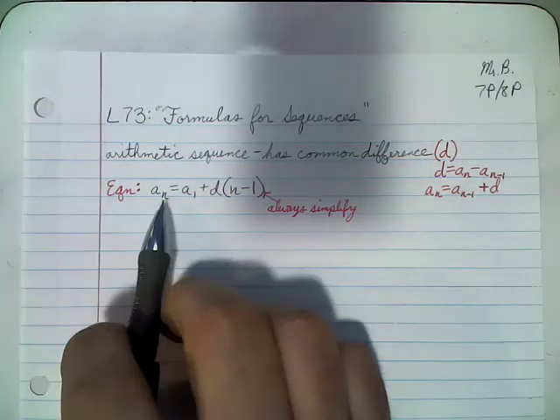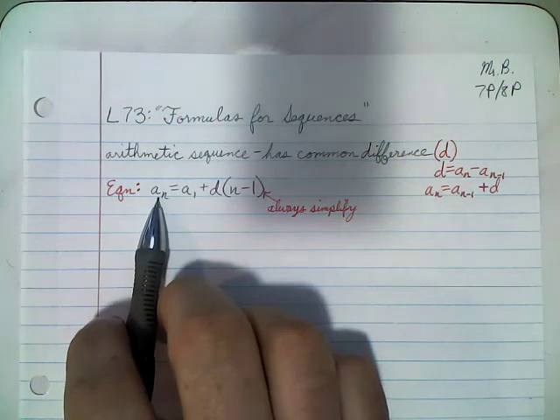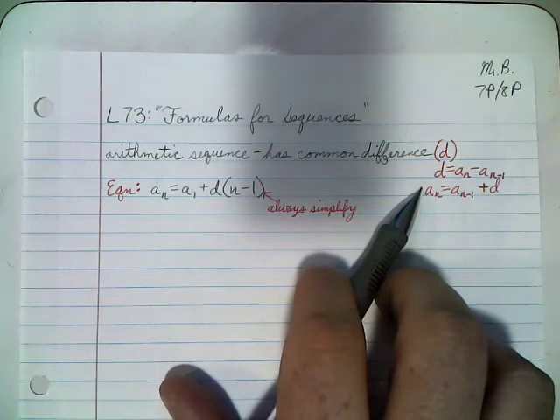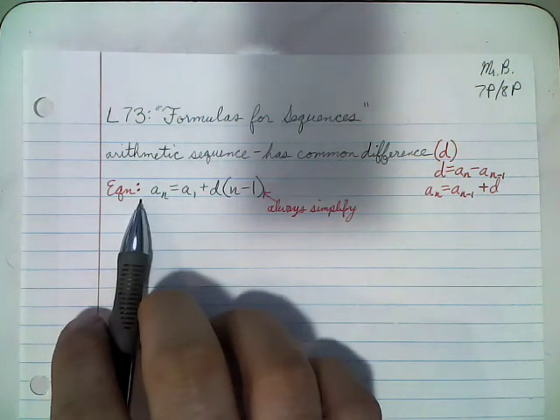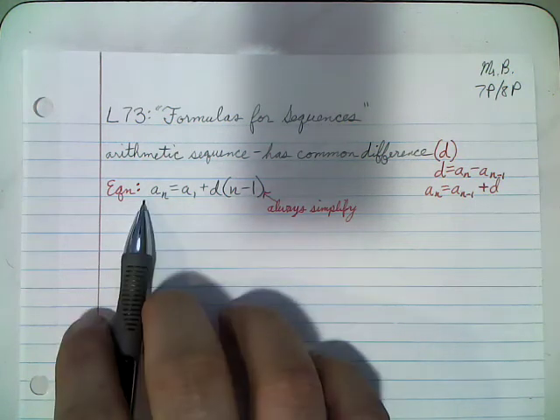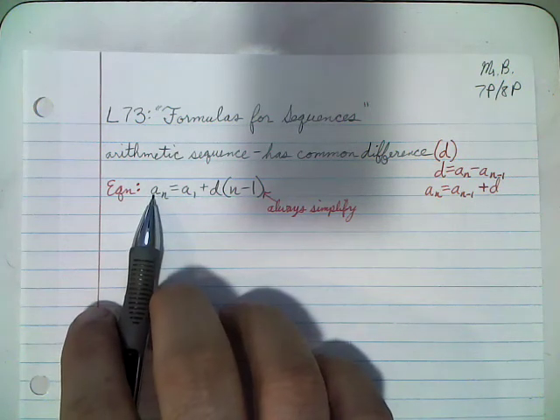So the equation for this, by the way, is called the recursive formula. We're not going to be using that as much. The one that we're going to be using more is what's called the explicit formula, which is right here. So we're looking for this equation. So the equation, we've actually already learned this.